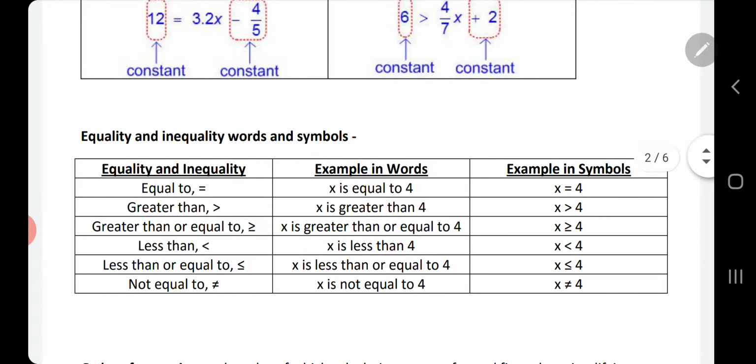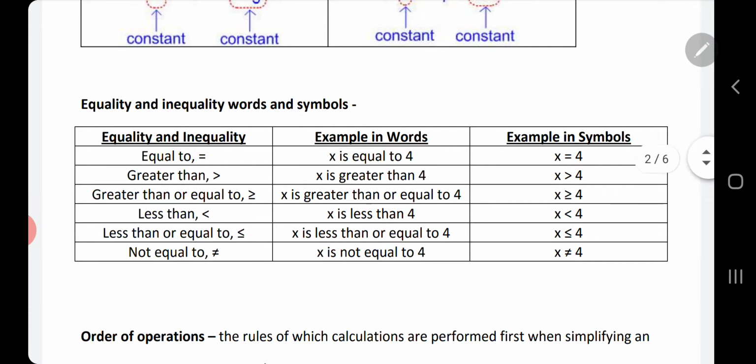Equality and inequality words and symbols. So, for example, equal to. It's shown with this sign right here, equal. Example in words, x is equal to 4. Or in symbols, just x equals 4.